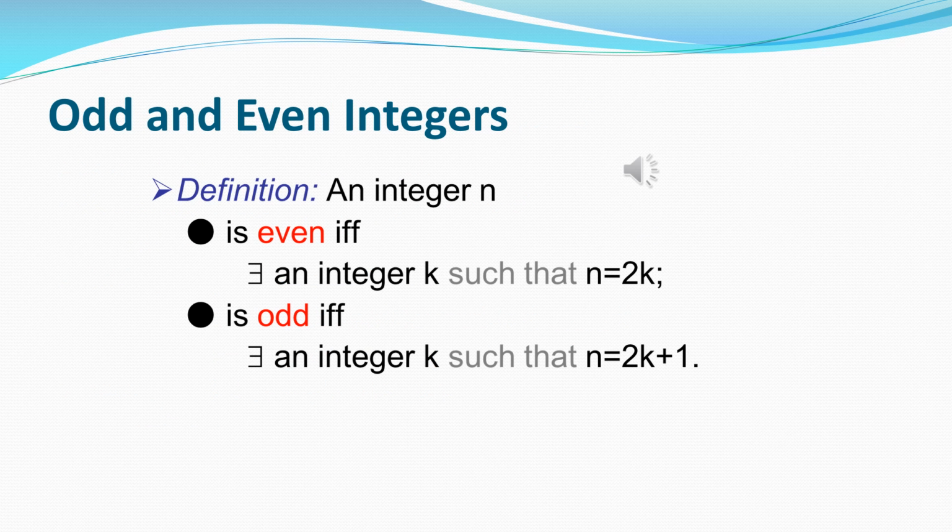Odd and even integers. Definition: an integer n is even if and only if there is an integer k such that n is equal to 2k. An integer n is odd if and only if there is an integer k such that n is equal to 2k plus 1.